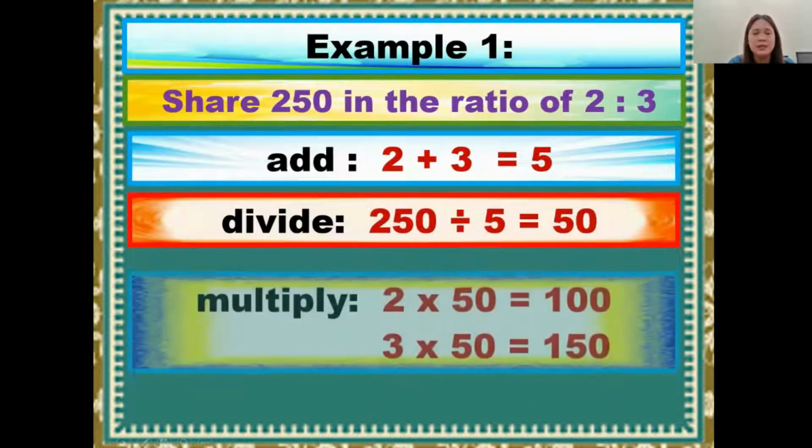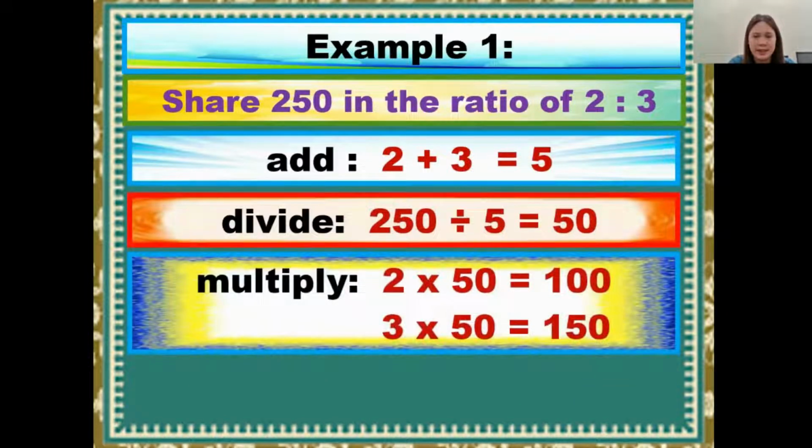Step number 3, we are going to multiply 1 part, which is 50, to each of the numbers in the ratio. So the numbers in the ratio are 2 and 3. We multiply 50 to each of the numbers. So the first share, which is 2 parts, 2 times 50 is 100. And the second share, which is 3 parts, is 3 times 50. That gives you 150.